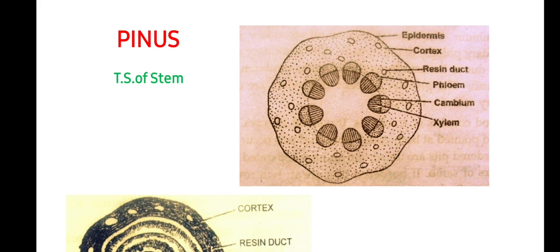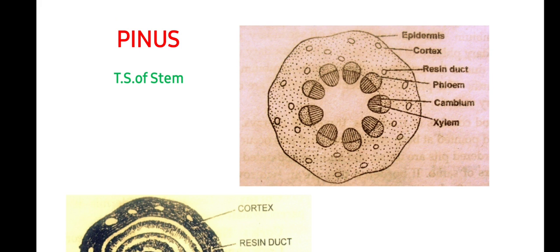Here the young stem of Pinus resembles the dicot stem in its anatomy. In cross section, the surface of the stem is uneven. There are three distinct zones: the epidermis, cortex, and vascular bundle or stele. The epidermis is a layer of one cell thickness without any intercellular spaces. The epidermis is covered by a thick cuticle on the outer side.